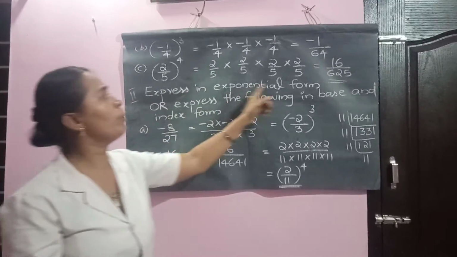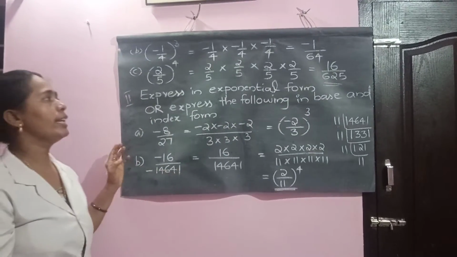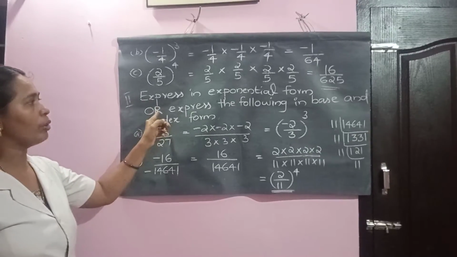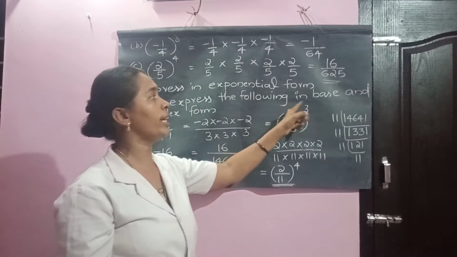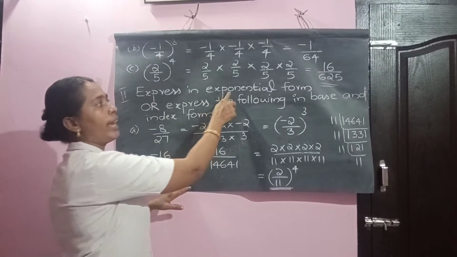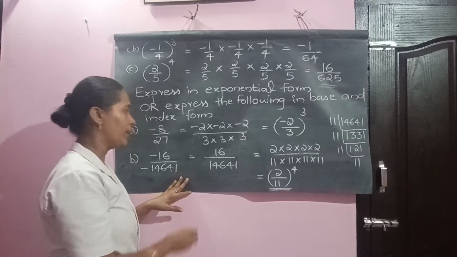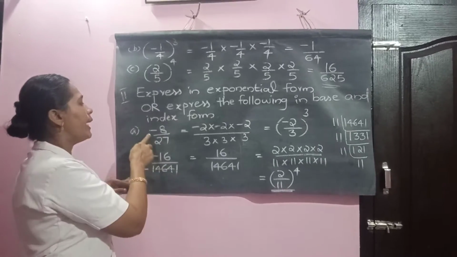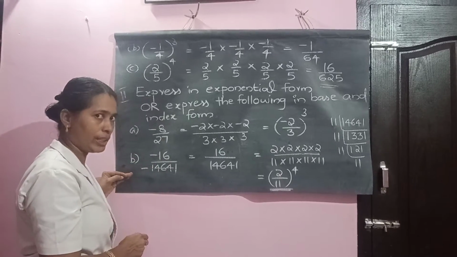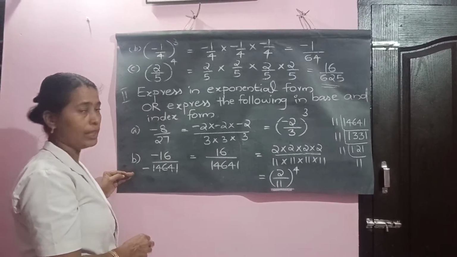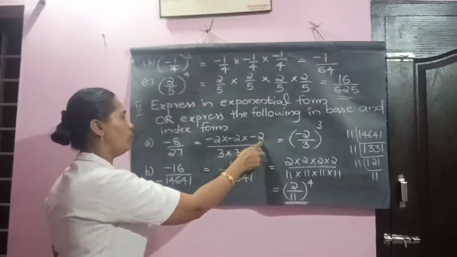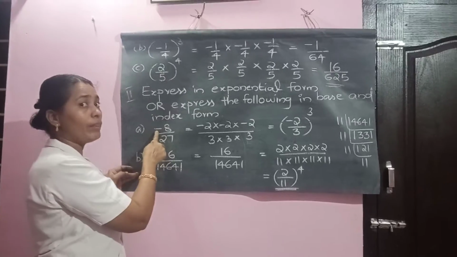Next one, that is our second question. Express in exponential form. Convert the given number in the form of exponents, or in the textbook they have used another term, express the following in base and index form. Base and index form is otherwise called exponential form. Both are the same. So let us see how to do the same. Negative 8 by 27. Here we have to use prime factorization.